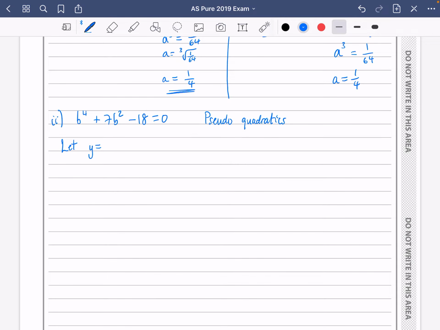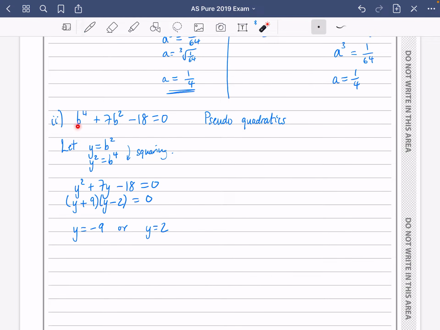And so I am going to let y equal b squared. Well, if y is b squared, then y squared is b to the power of 4. This is just squaring both sides here. So if I substitute into the equation that I've got at the top here, I would have y squared plus 7y minus 18 equals 0. And I'm going to try and solve this equation, which would be y plus 9, y minus 2 equals 0. And when I continue solving this, I either have that y is equal to minus 9 or y is equal to 2. But remember, the equation actually wants us to solve what b is, not what y is, so we need to go a bit further.